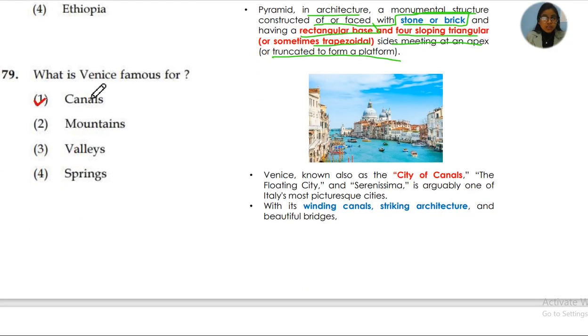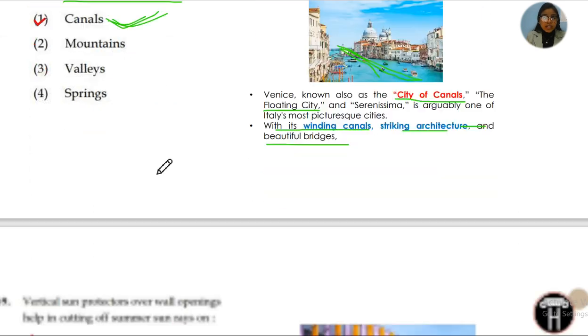Next question we have is, what is Venice famous for? So Venice is famous for its canals. Venice is also known as the city of canals or the floating city, with its winding canals, striking architecture and beautiful bridges. And the main source of transportation in Venice is through its water bodies only. So that's why Venice is famous for its canals.